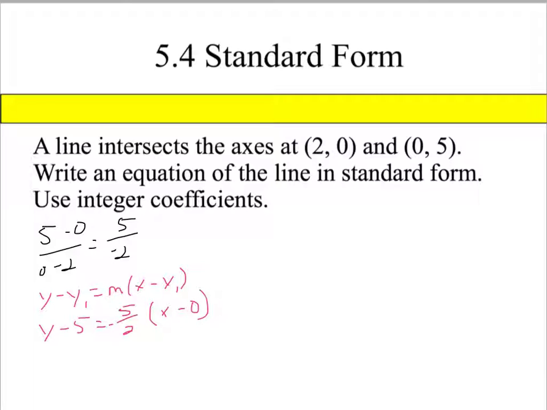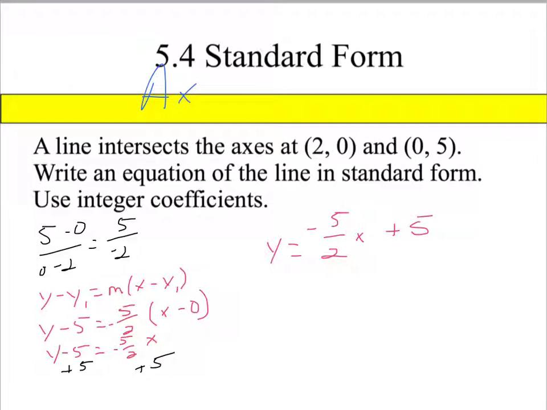Going to simplify here. Negative 5 over 2 x. And bring my 5 over to both sides. And I'm at y is equal to negative 5 over 2 x plus 5. Oops, forgot to add 5 on both sides here. Okay, so now I'm in slope-intercept form. I want to put this into standard form. What is standard form? That is ax plus by equals c. So I need to bring my x's to the left.